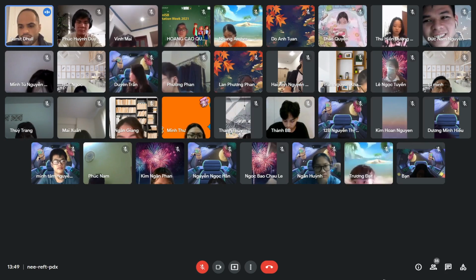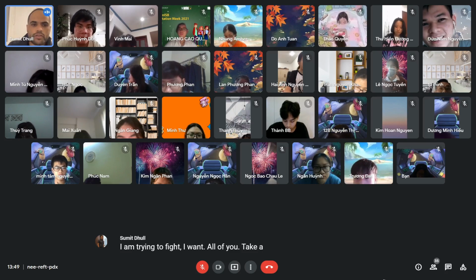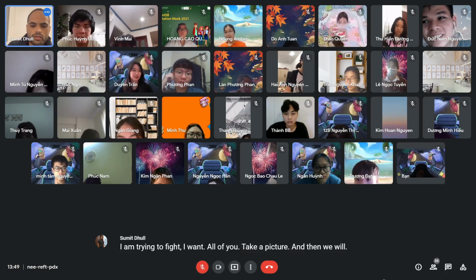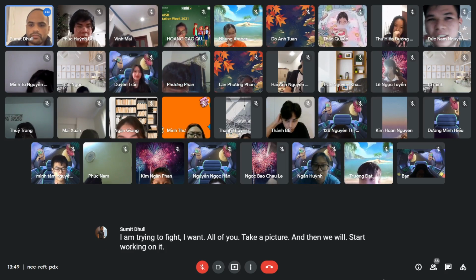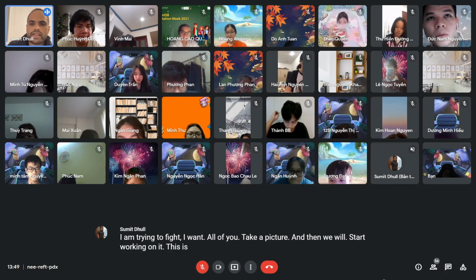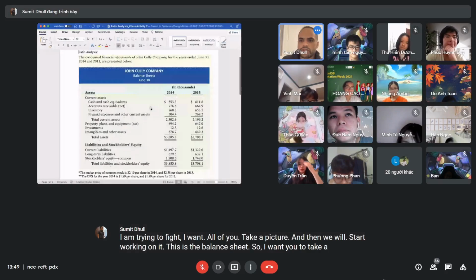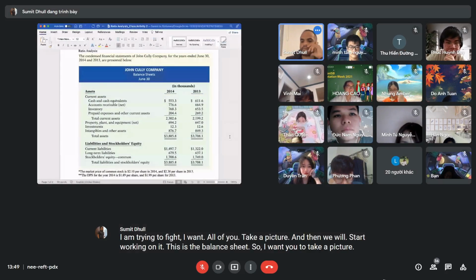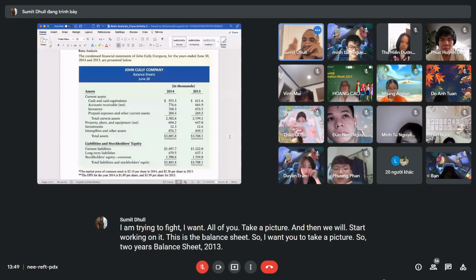I am showing you a file, so I want all of you to take a picture, and then we will start working on it. So this is the balance sheet. I want you to take a picture. So, 2 years balance sheet, 2013 and 14.